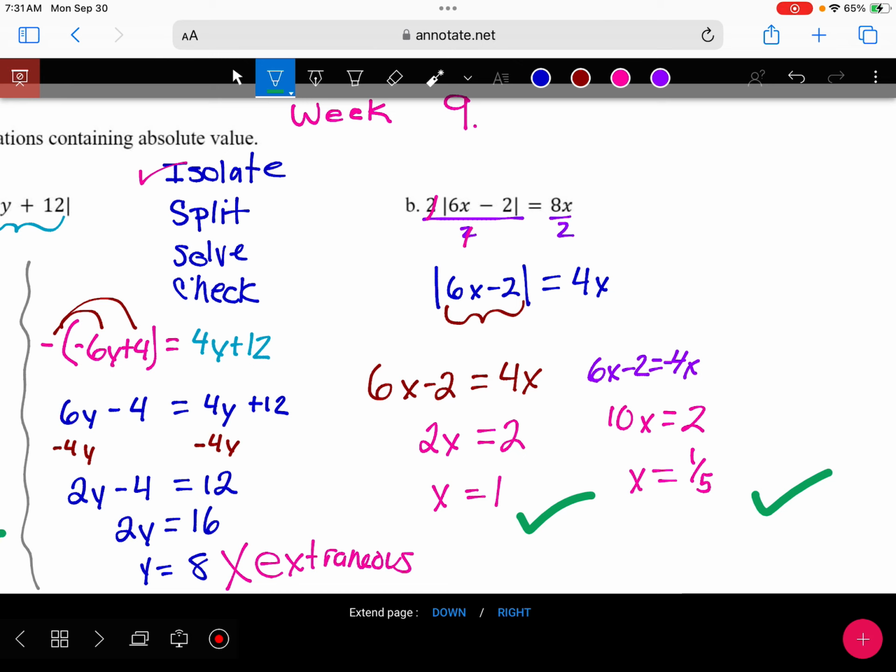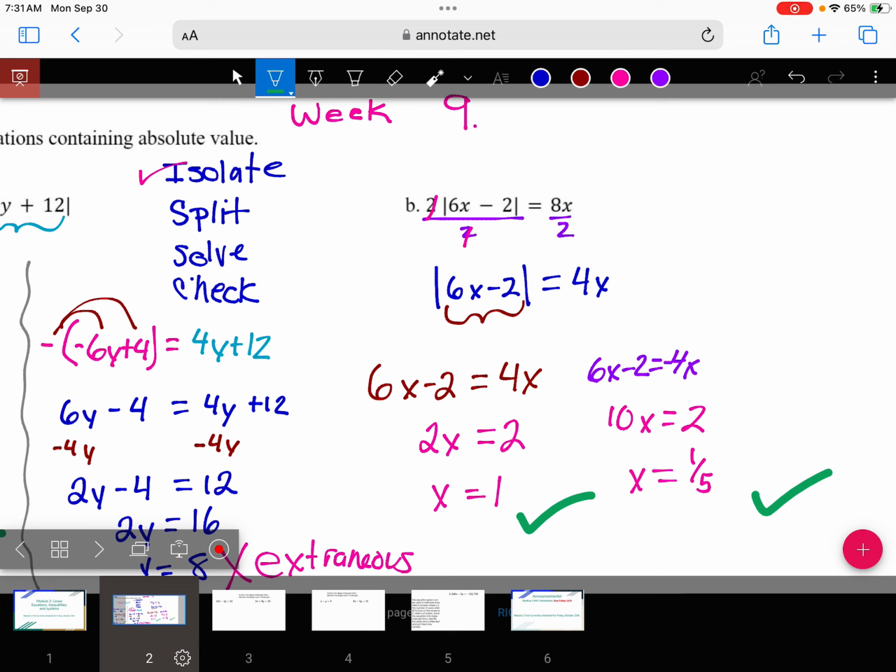Okay, so absolute values are going to be a thing we see fairly often, especially in review type problems. We're going to see them over and over and over again. But questions on either of these?